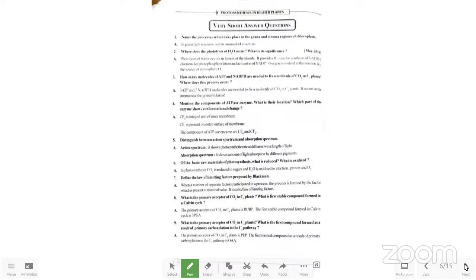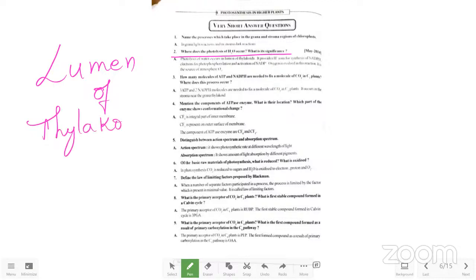So in the next question, photosynthesis. Where does the photolysis of water occur? What is its significance? Photolysis of water occurs in the lumen of the thylakoids.